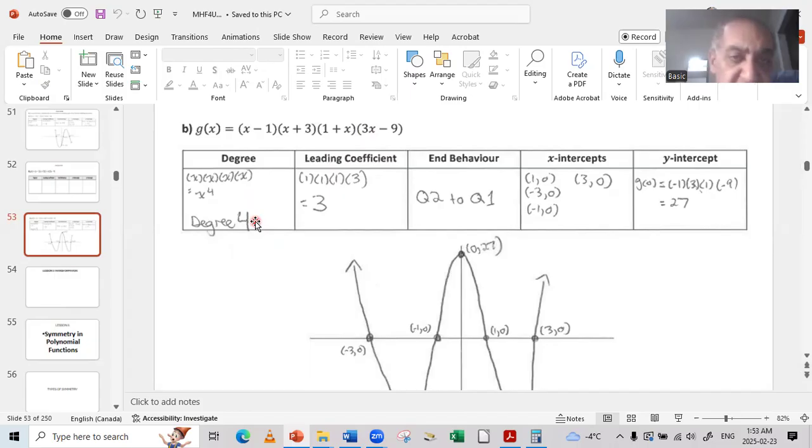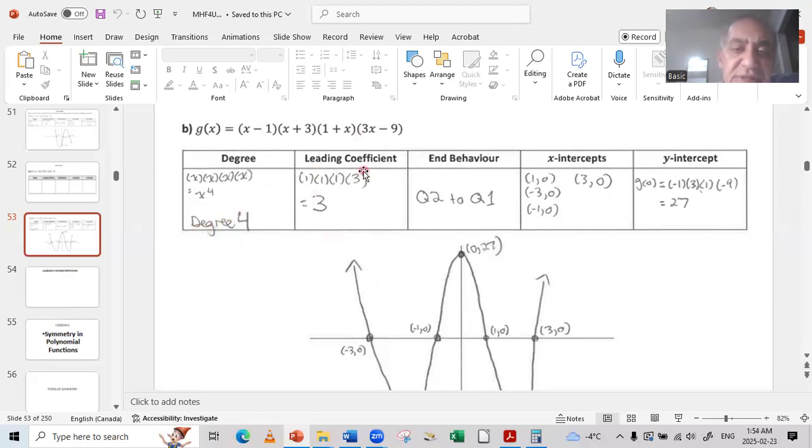Because it's already x power 1. Each one of them, this x power 1 multiplied by x power 1, will be x power 2. Multiplied by x will be x power 3. Multiplied by 3x will be x power 4. So the degree is 4.